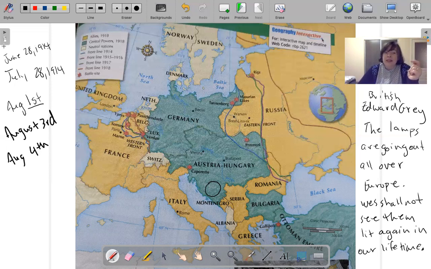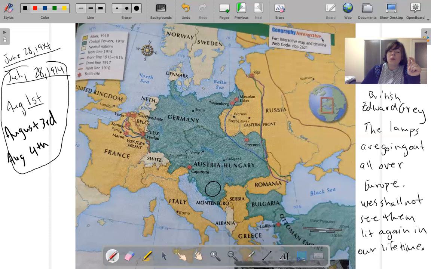Okay. And all of that happened very, very quickly. From the time of the death, the first declaration of war was a month later. But within that month, all these countries were at war with each other. Archduke of the Austro-Hungarian Empire, Francis Ferdinand.